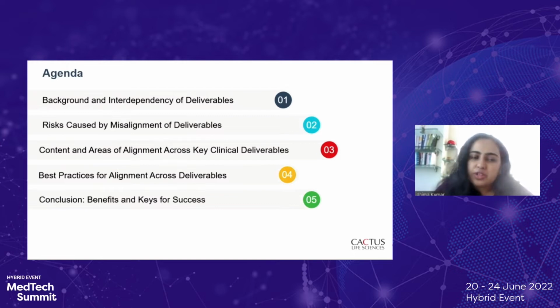Then we will get into some of the content and some of the areas across which we could maintain alignment across these key clinical deliverables, followed by some of the best practices that we could follow to maintain this alignment across these deliverables. And then we'll finally conclude with some of the benefits and why we should be maintaining this alignment across our deliverables, and how that's going to enable you as manufacturers to ensure that your devices continue to be on the EU market and patients continue to have access to your devices.